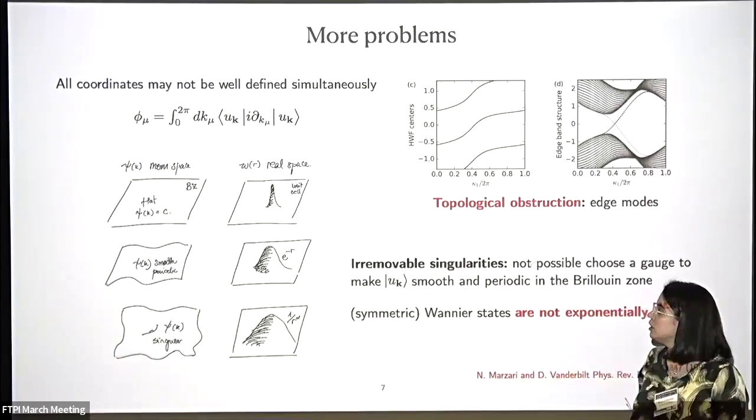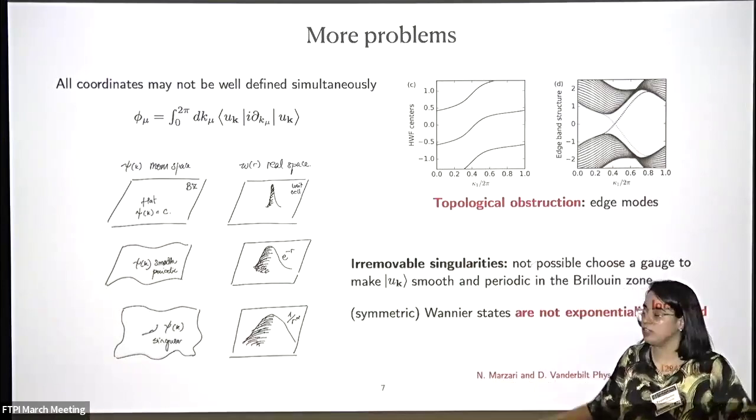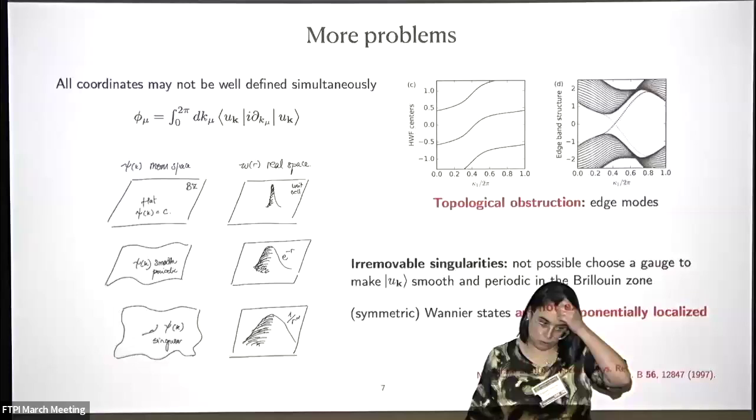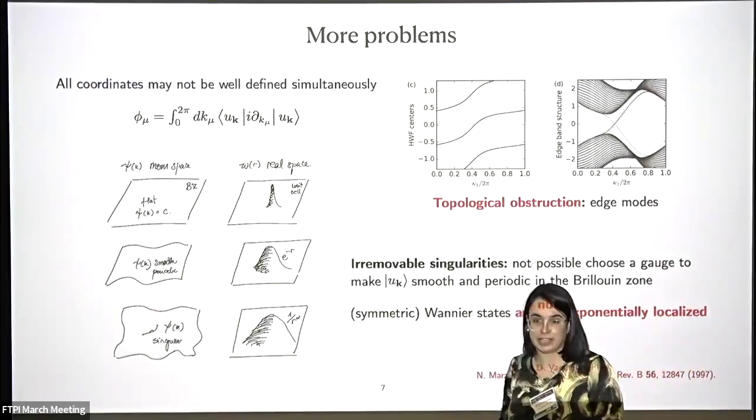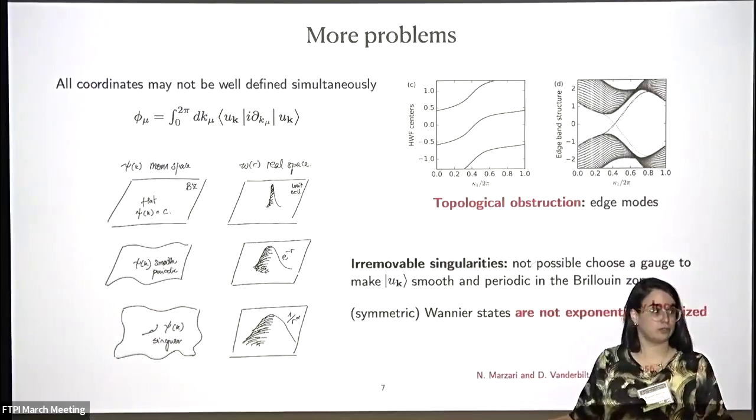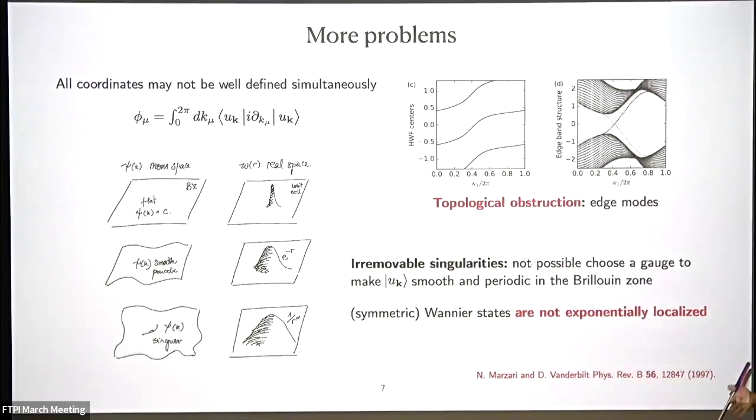If I have something which is smooth and periodic, then I'll just have something Gaussian that decays exponentially. But in some cases, when I have topological invariance, what I find is that if I want to get a smooth, periodic and symmetric gauge, I will have to have some singularities which are irremovable. They don't really depend on the gauge I choose. And that will imply that my Wannier centers will decay algebraically. Okay, so we call this topological obstruction to exponentially localized Wannier functions.